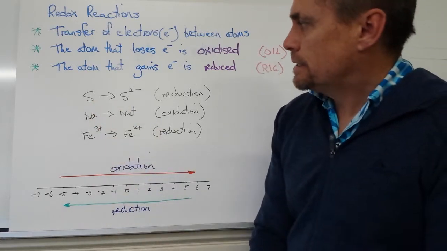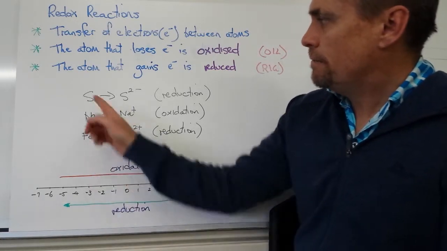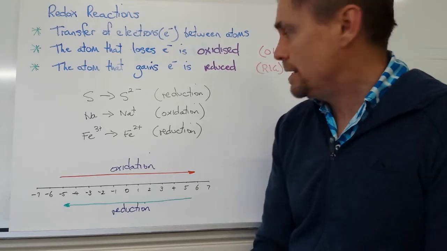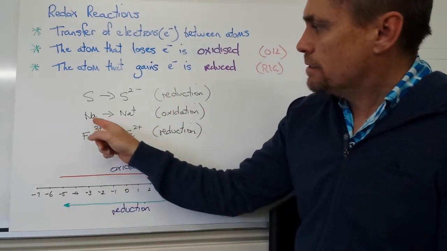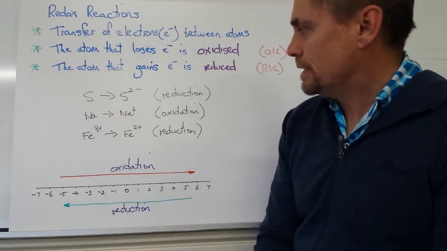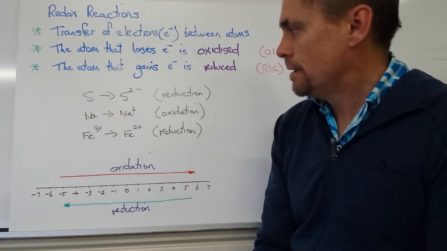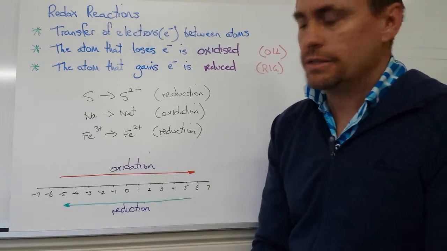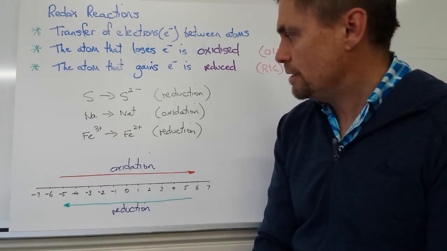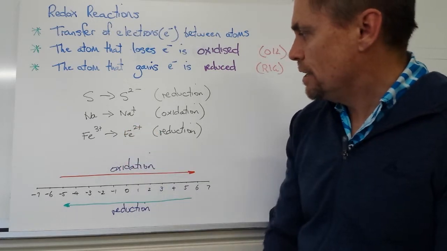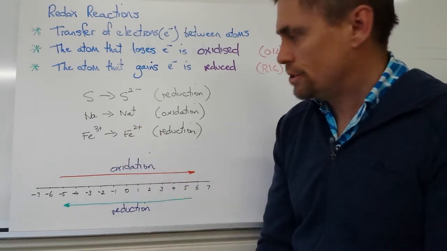So let's have a look at our sulfur atom. Sulfur, if it's ionized to 2-, we say that it's reduced, it's gained electrons. A sodium atom that loses an electron is oxidized. We can also get this in ions. So if we've got Fe3+, if it loses an electron to become Fe2+, we say that the ion is reduced.